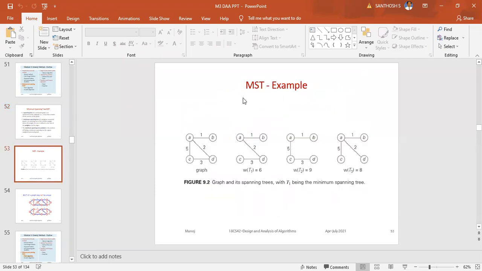This is the example we can take for the minimum spanning tree. This is the graph. From the graph we can take a path. You can take 1, 2, 3. What is the weight? 1 plus 2 plus 3 is equal to 6. Then you can go with another path also: A to B, A to C, C to D. 1 plus 5 plus 3 equals 9.